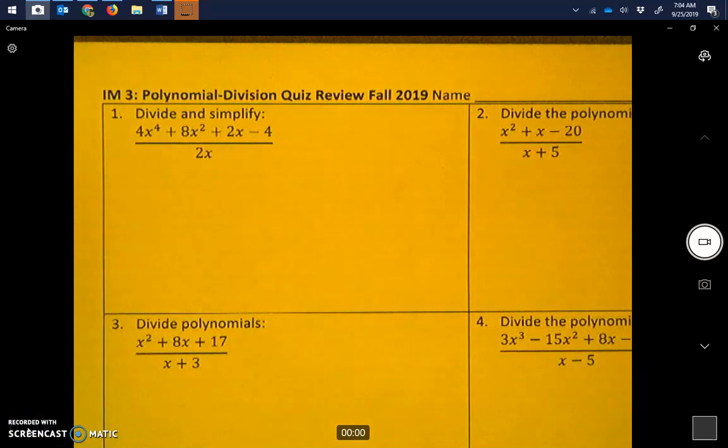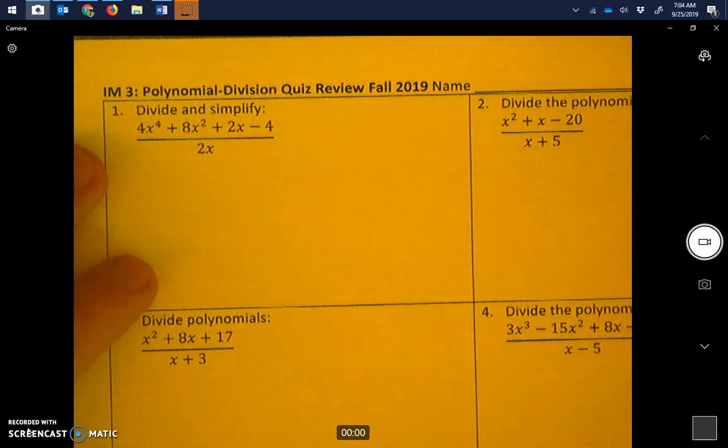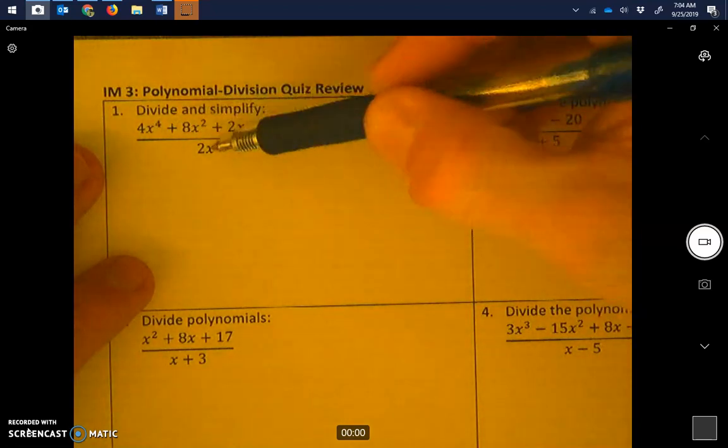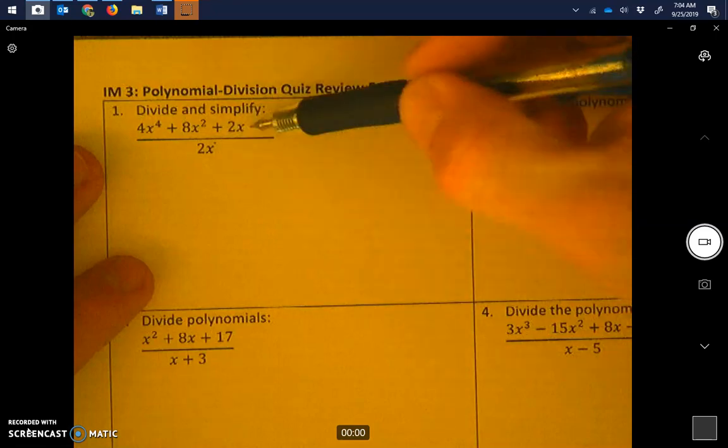All right, polynomial division quiz review. So we have divide and simplify. This is our first question. We have 4x to the 4 over 2x, 8x squared over 2x, 2x over 2x, and negative 4 over 2x. So we're going to do each one by itself.